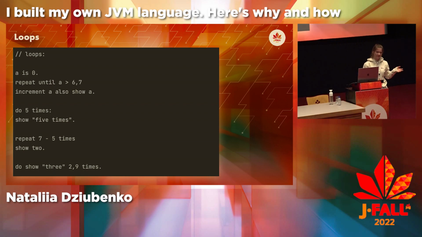So decimal is kind of a double in my language. And it can be 2.9 times, and then it will round it up to 3 times. I thought it's fun, so let's do that.